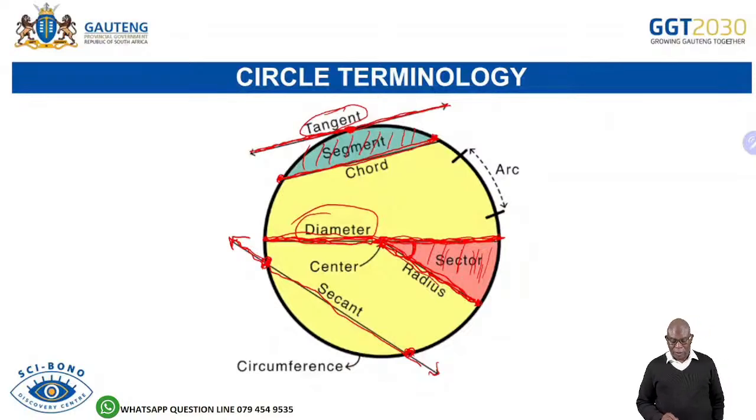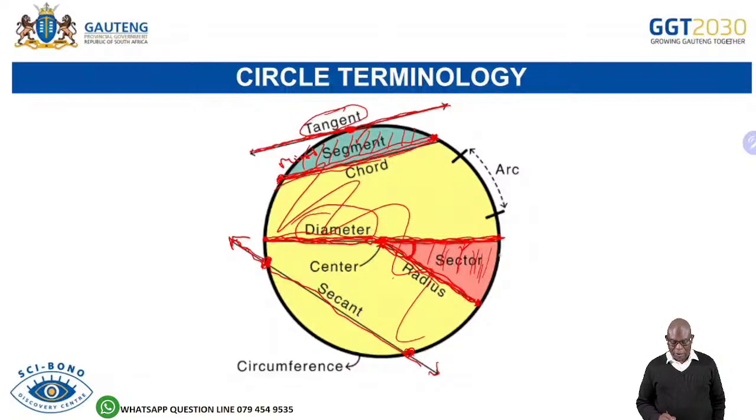So you must differentiate between a sector and a segment. A segment is formed when we have a chord dividing the circle into two parts. So we have got a minor segment, and the whole thing there becomes the major segment. So the minor one is the small one there. Then the major segment is that big yellow part, which is the major segment.